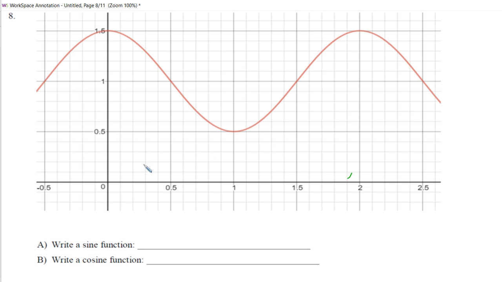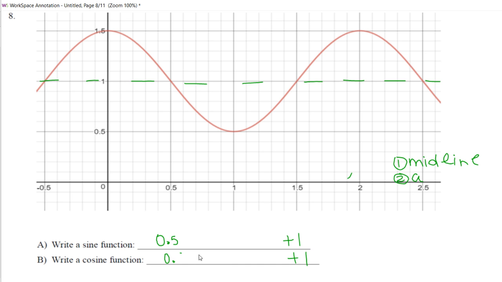Just like graphing the function, when you're writing the function, the first thing you're going to do is indicate your midline. It looks like my midline is right here, which is at positive 1. So I'm going to put positive 1 on both of these. The second thing we're going to look at is our amplitude. It looks like I'm going up 0.5, so my amplitude for both of these is 0.5 and 0.5.